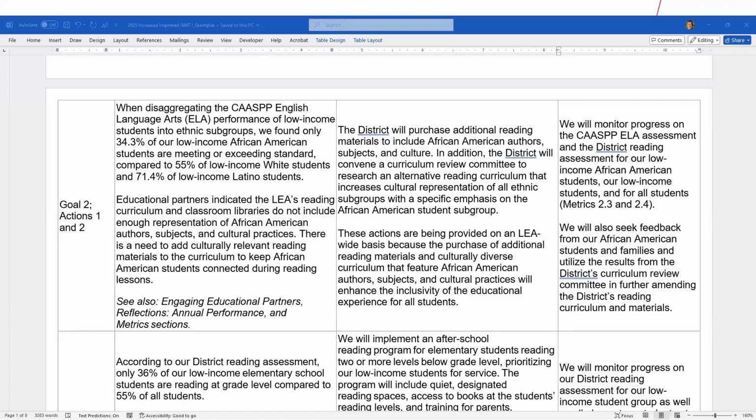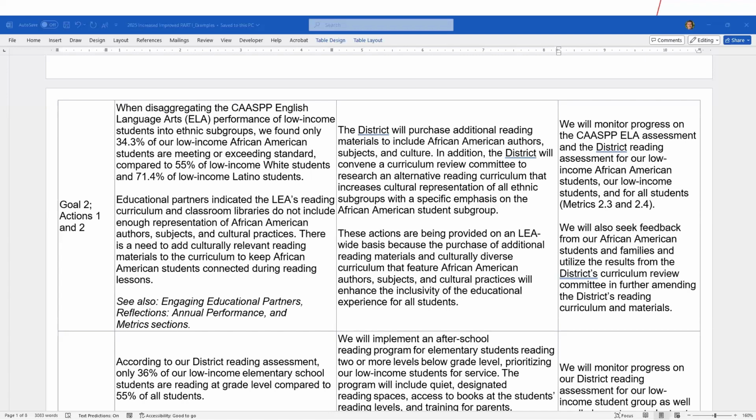Then that last column, the metrics column, again, you can just list the metric number. It would be perfectly fine to say metrics 2.3 and 2.4. In this example, I broke down what those metrics are because we don't have a full LCAP. But if you have a full LCAP, you can just refer to the metric numbers. Totally fine. But in this case, I'm explaining, we will monitor progress on the CAASPP ELA assessment and the district reading assessment for our low-income African-American students, our low-income students overall, and for all students.